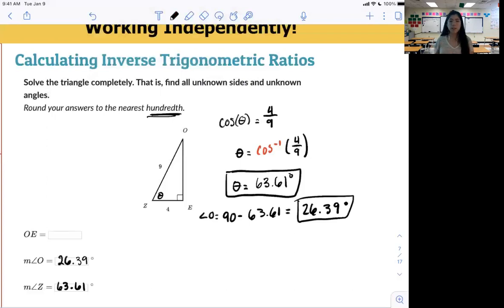Okay, so now I'm just missing one piece of the puzzle. I'm missing OE. There are two possible strategies to find OE. What's one strategy? Good. One way is to use the sine of Z. Since I already know what Z equals, then I can figure it out. So let's do strategy number one, as Perla suggested.